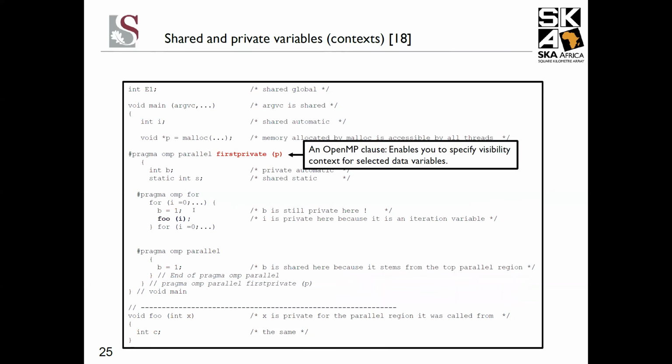What about this one? This declaration called firstprivate. So in OpenMP, we call this a clause. So we say that P, the variable P, which is this dynamically allocated variable that would have been shared by default, should be regarded as being private. Not just private, firstprivate.